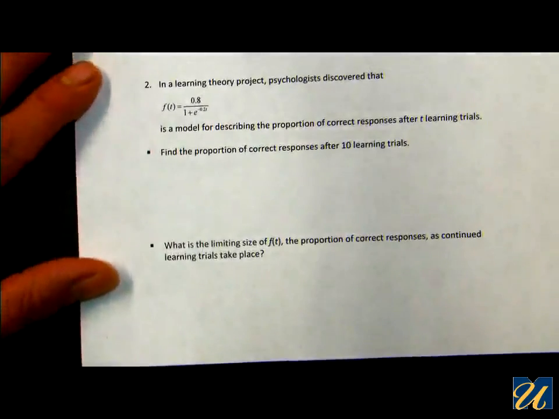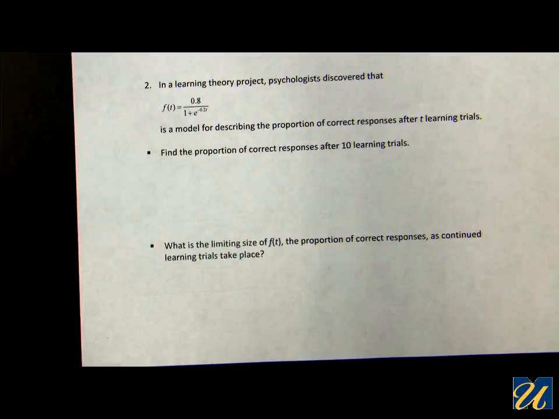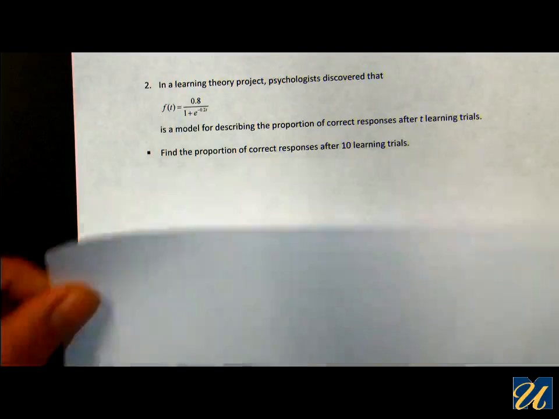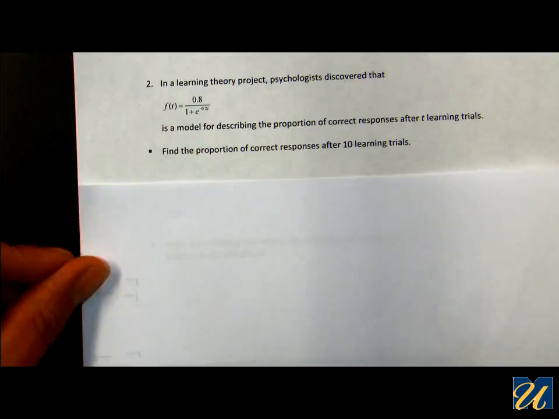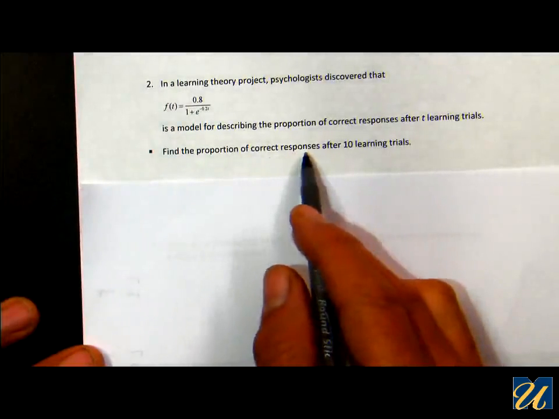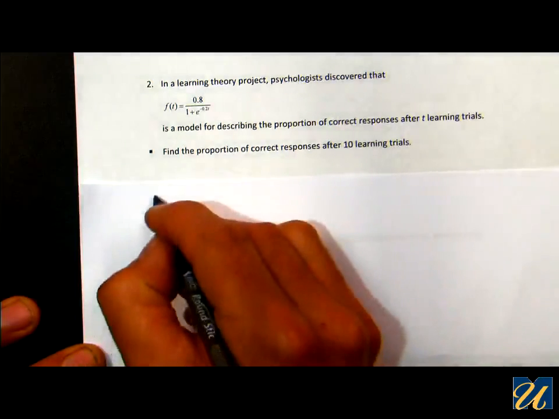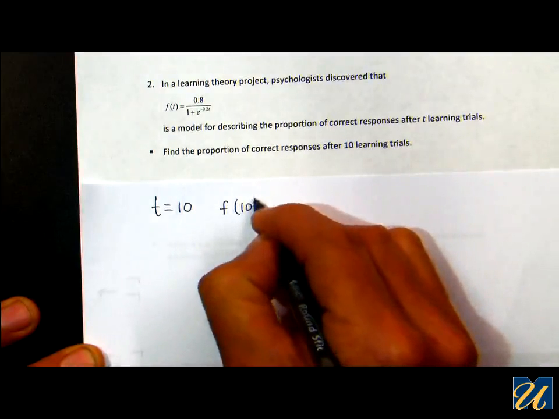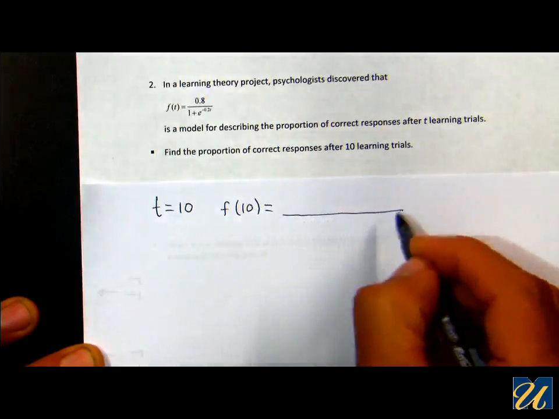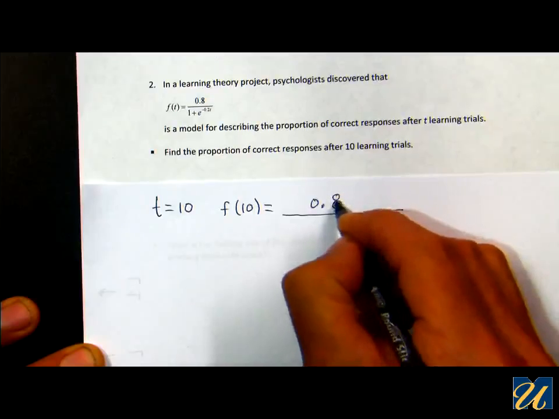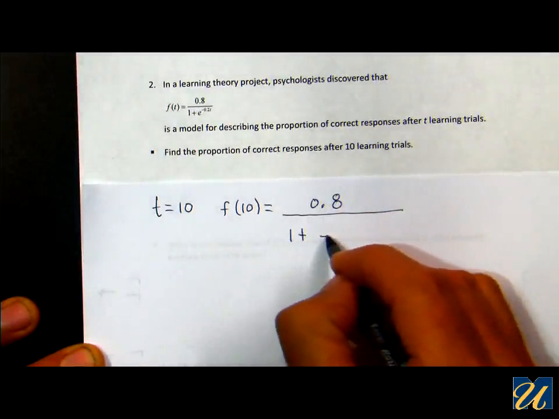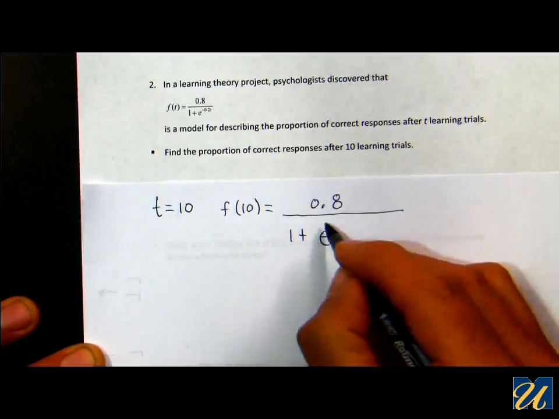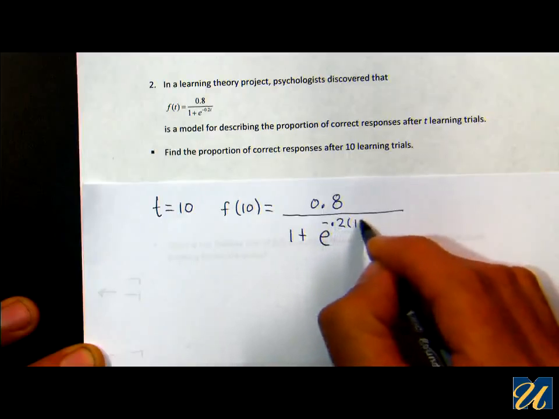Problem number 2. This was the learning theory logistic function as discussed in the PowerPoint slide, but we have two different questions here that were not addressed earlier. So the first question: find the proportion of correct responses after 10 learning trials. That would mean that t is equal to 10, and we wish to find f of 10. So we'll take our logistic model and substitute in the value of 10 for t: 1 plus e to the power negative 0.2 times 10.